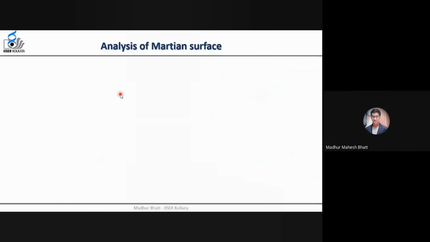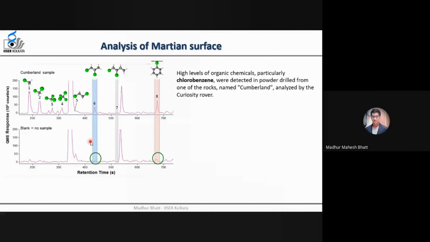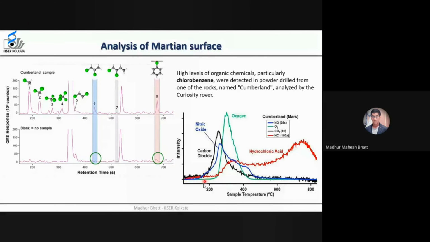So the next thing that was found out by SAM was many organic molecules were found out. Like one of them was chlorobenzene. It was found in a rock called as Cumberland. They just named the rock Cumberland. So chlorobenzene is an important organic molecule, and the presence of organic molecules shows that there can be possibility of life on Mars. So many more things were found out. The solid that was obtained from Mars surface, it was heated up, and many inorganic gases also were evolved. So it included carbon dioxide, nitric oxide, oxygen, and even hydrochloric acid.